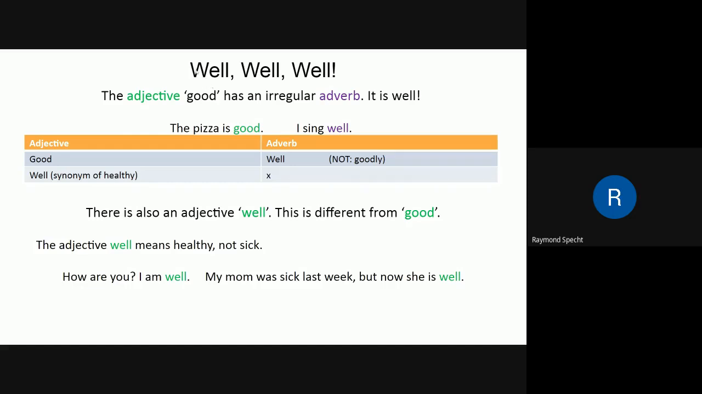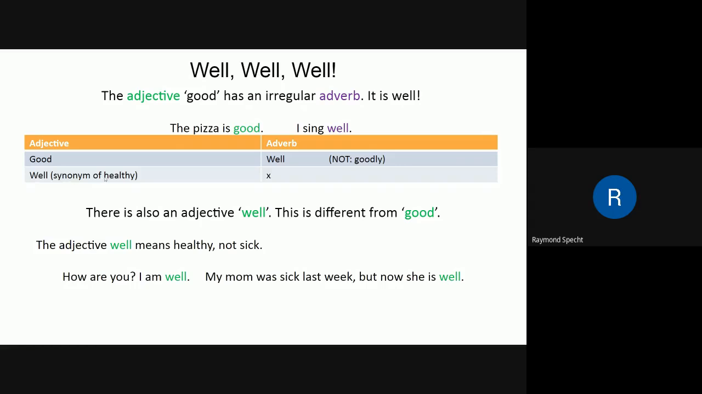Okay. Well. The adjective good has an irregular adverb. It is well. The pizza is good. I sing well. Good, well, not goodly. Okay, remember this. This is an easy test question to put out there and put goodly as the answer. And well maybe would be choice D.